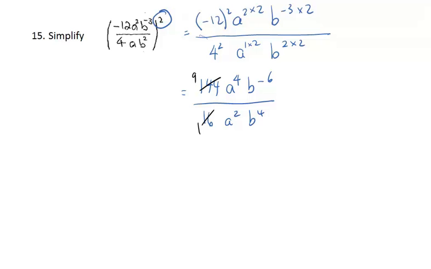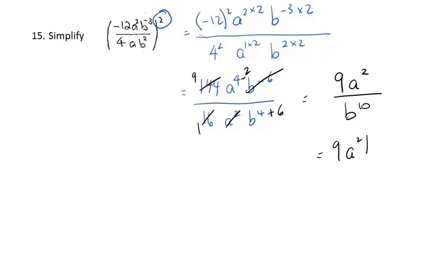So here, a to the power of 4, a to the power of 2, we're going to make it minus 2 here. We could bring our b to the power of 4 and make this b to the power of negative 6, negative 4 more. It would make more sense to bring our 6 down, and we're going to add 6 at the bottom here. So we're going to get 9a squared divided by b, 4 plus 6 is 10. Or we could write it as 9a squared b to the negative 10 there.